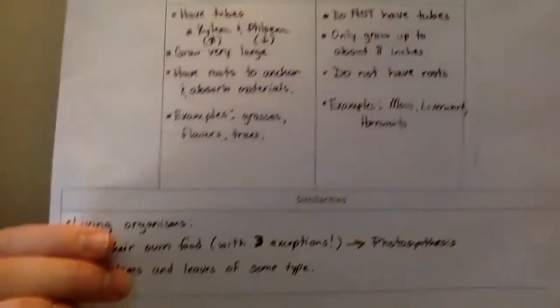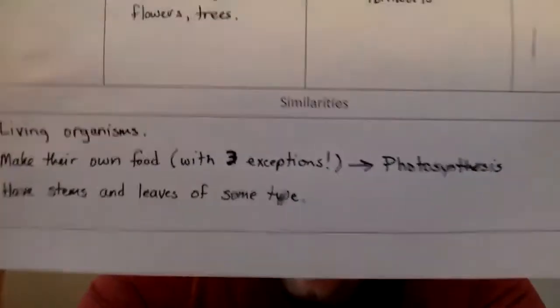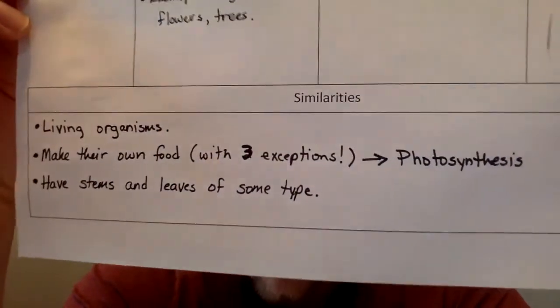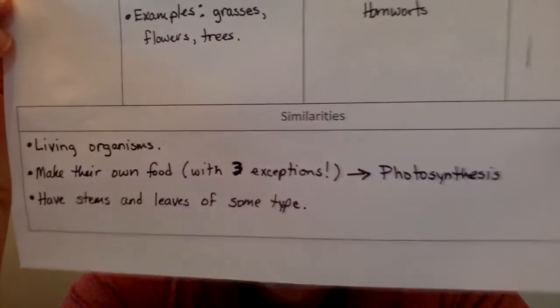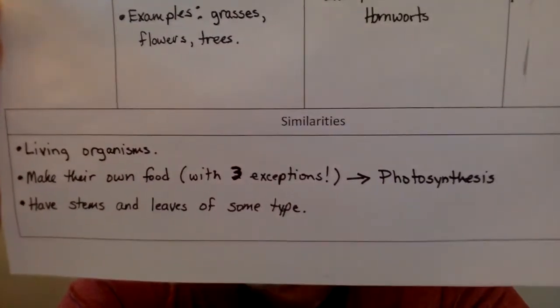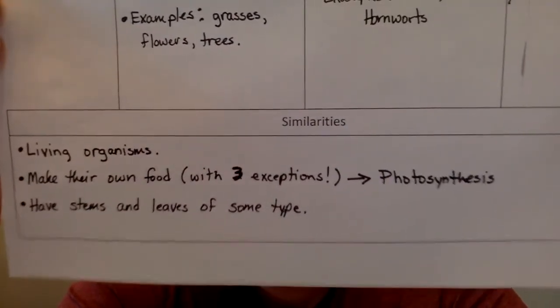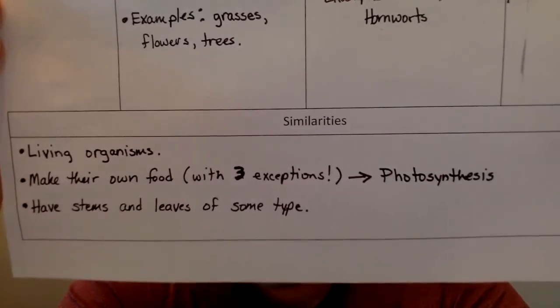Let's talk a little bit about the similarities then. What are some things that these organisms are going to have in common? Well, guys, number one's kind of a duh thing. They're living. So they are living organisms just like all the animals that we have studied. And that's going to be the first similarity.